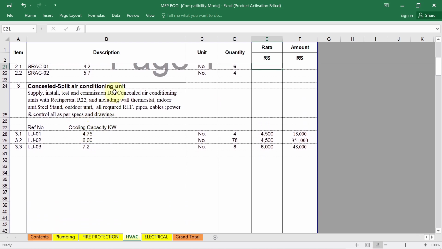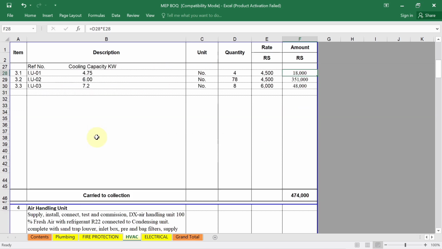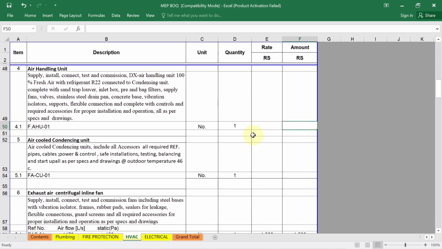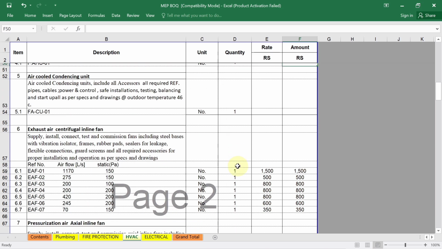Same way, if you are using a concealed split air conditioning unit in your project, see here, suppose I am assuming 4.75 kilowatt concealed split air conditioning, quantity 4, rate, suppose each unit rate is 4500. So if you want the total amount, 4 into 4500, quantity multiplied by unit rate, you will get the total cost of this 4.75 kilowatt split AC. Okay, same way, next, if you are using an air handling unit in your project, you write its detail, description, quantity, market price, unit rate.